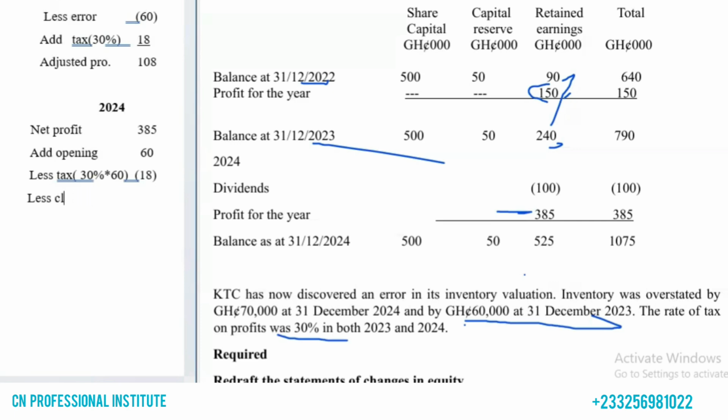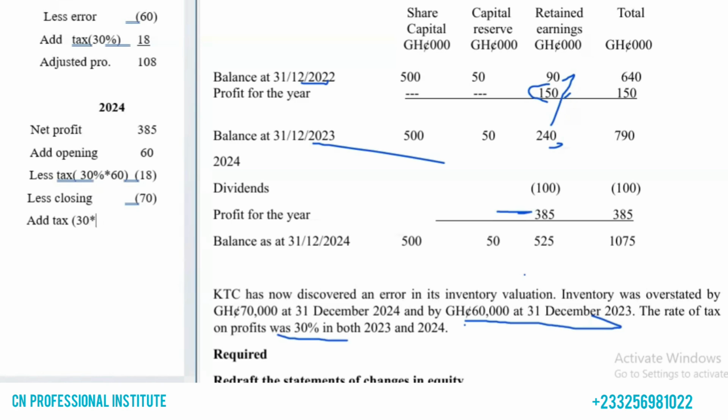So here we are doing the adjustment from profit, right? So less the closing. How much is the closing? It is 70,000. So we less 70,000, and then because we are lessing the error, we have to add the tax. So what's the tax? The tax will be 30% on the 70,000.